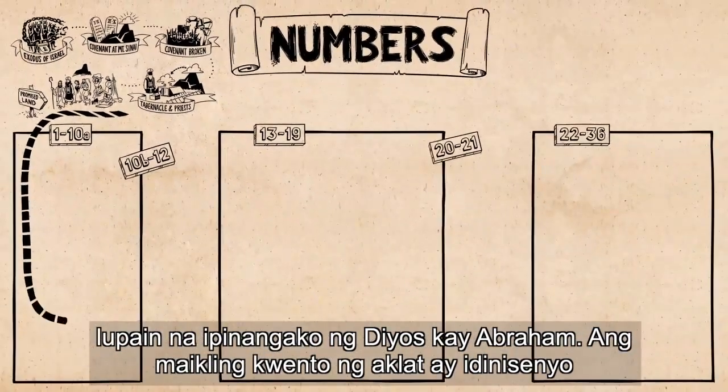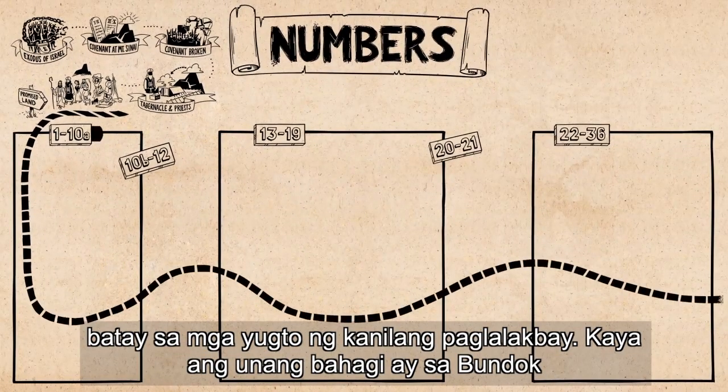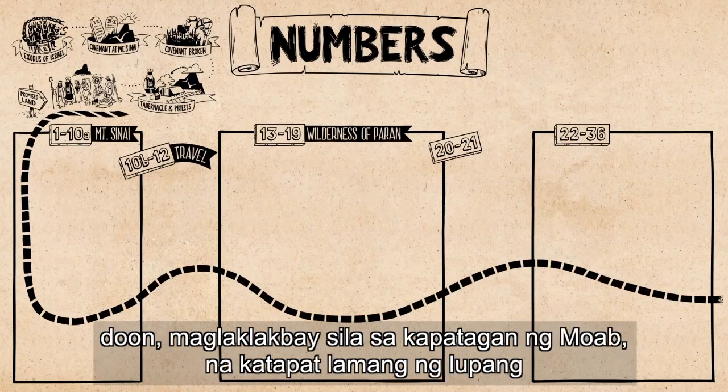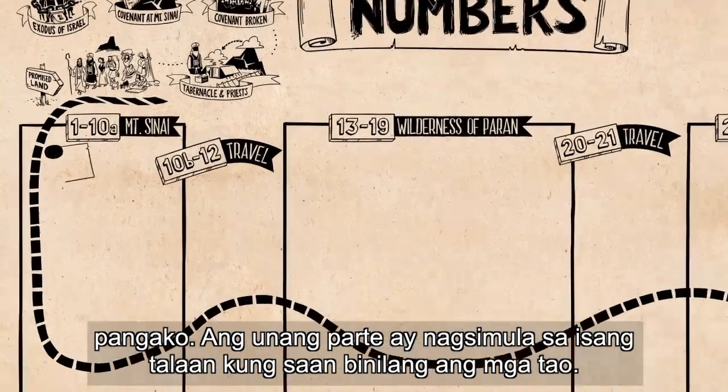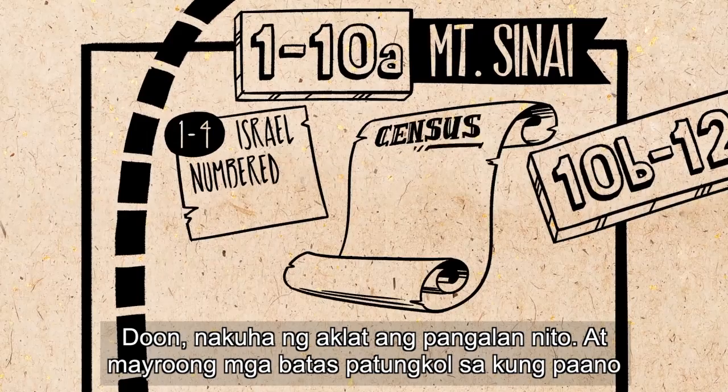Now, the book's storyline is designed according to the stages of their journey. So the first section begins at Mount Sinai, but then they set out and travel to the wilderness of Paran. And then from there, they travel to the plains of Moab, which is right across from the Promised Land. Now, the first part opens with a census where the people are numbered. That's where the book gets its name.